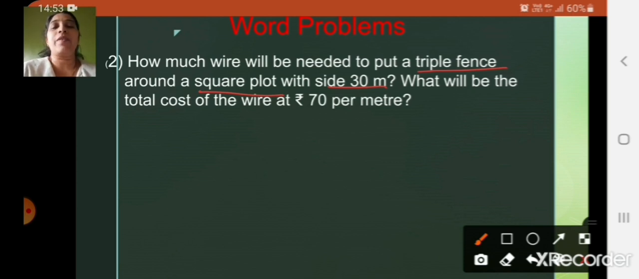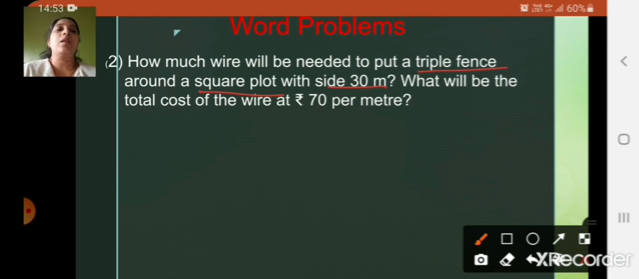So triple fence has to be put means 3 times. So what you will do? 120 into 3. Right? So 120 into 3 means you get 360 meter. Right? So you will require 360 meter of wire for putting a triple fence in the square plot. This is the second part of the question. Now there is a third part.